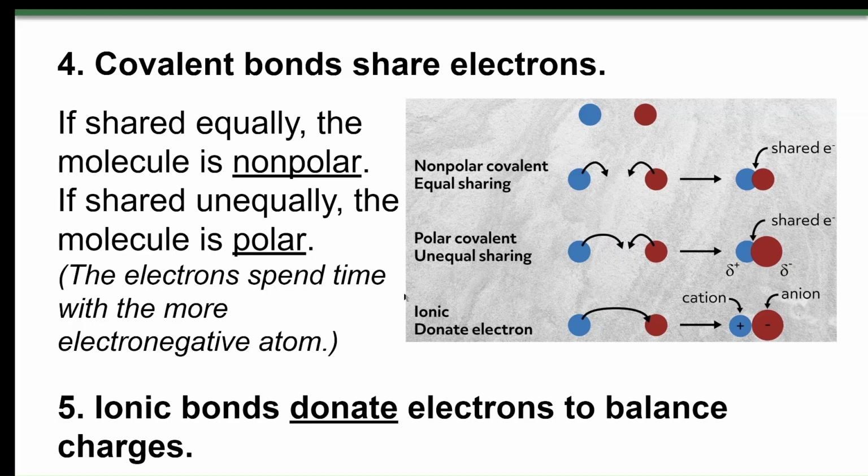Finally, the last thing I want to mention in this diagram is the ionic bond, which is a donation of electrons. So that's different from a covalent bond. Covalent bonds both are sharing, but in an ionic bond one is donating. And so then you end up with a positive and a negative charge. A great example of this would be salt, which is sodium chloride, NaCl. Salt is an example of an ionic bond.